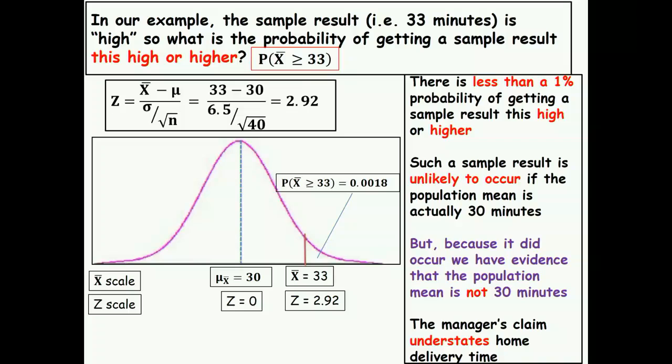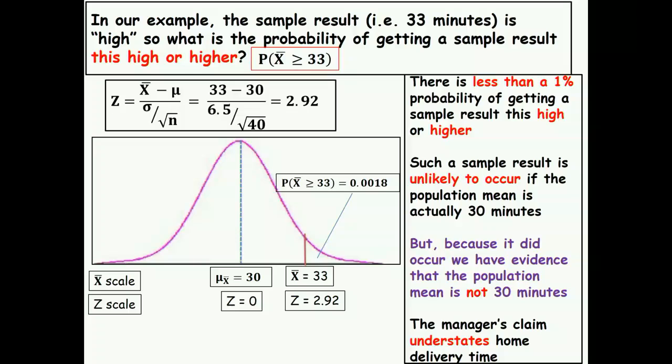My data tells me 33. Such a sample result is unlikely to occur if what the person tells me is correct. But because it did occur, it means my sample tells me this, and we have evidence that the population mean is not 30 minutes. The claim is not correct. He is understating. He is not telling me the truth.